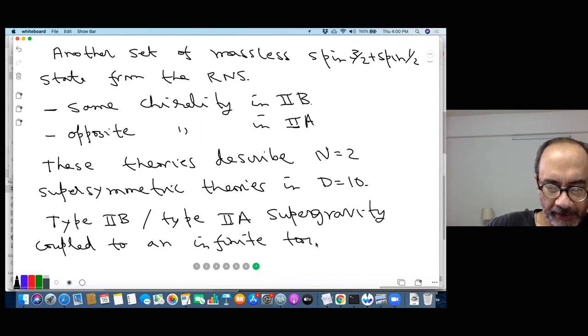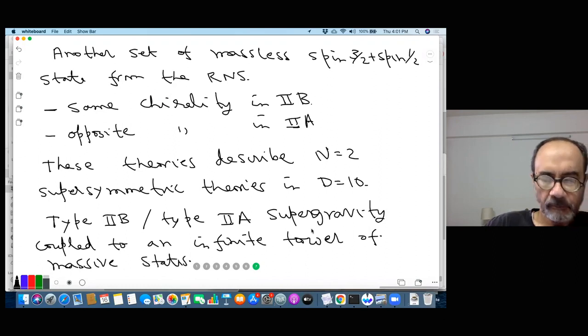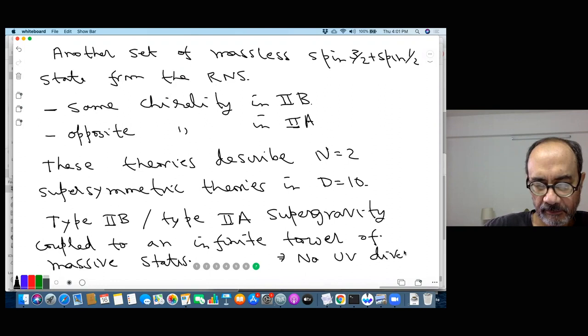All string theories have this property that you have an infinite tower of massive states. But unlike type 2B and type 2A supergravity in 10 dimensions, these are string theories, and as a result there are no ultraviolet divergences. This is what we achieve by including this infinite tower of massive states implied by string theory. The absence of ultraviolet divergence will follow basically the same line of argument as in the case of bosonic strings. Are there questions?